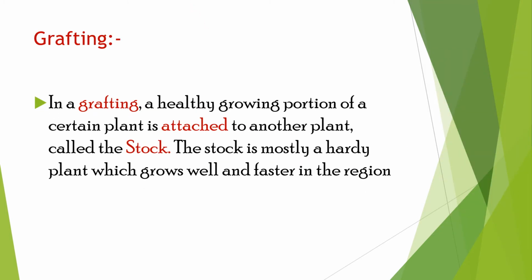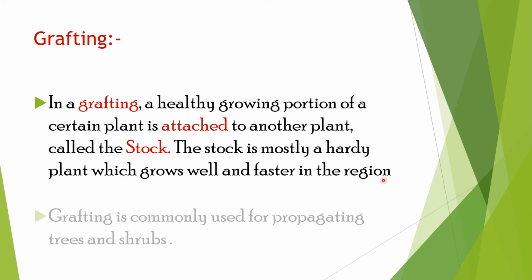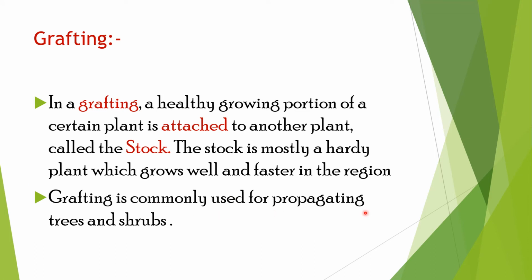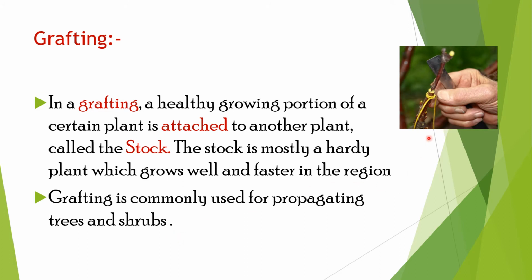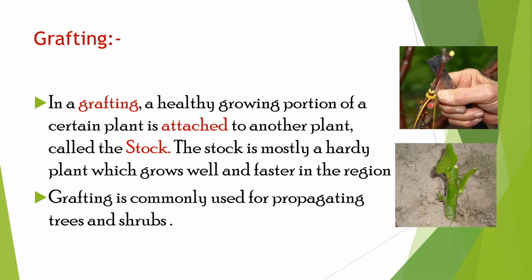Grafting. The next artificial method is grafting. In grafting, a healthy growing portion of a certain plant is attached to another plant, which is called the stock. The stock is mostly a hardy plant which grows well and faster in the region. Grafting is commonly used for propagating trees and shrubs. Look at the example here. He is cutting a hardy, well growing plant and attaching it to another plant. Then it will grow into a new plant.